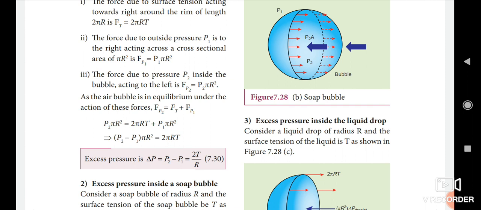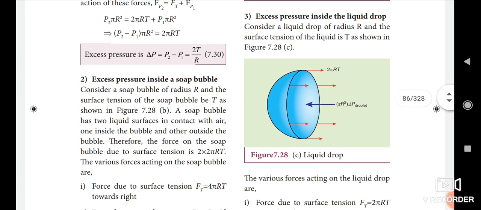A soap bubble has two liquid surfaces in contact with air: one inside the bubble and the other outside the bubble. Therefore, what is the force on the bubble due to the surface tension? It is 2 into 2 pi rT.